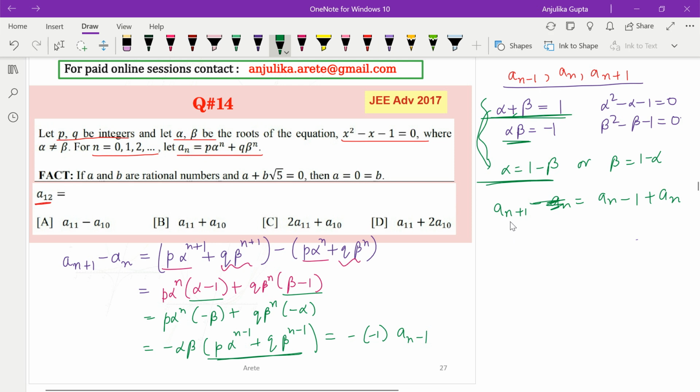Now what are you going to do? You are going to put the n value to be 11, right? So if you put n as 11, you get this is 12, this is 10, and this is 11. Okay, so which option do you think is correct? So you got option B to be correct, right?